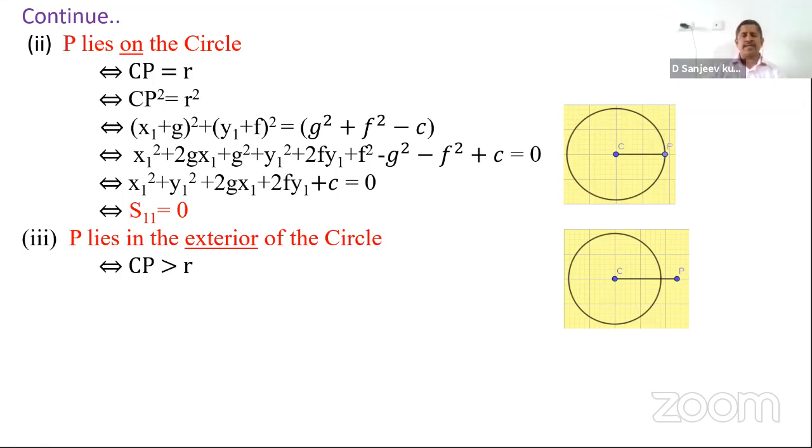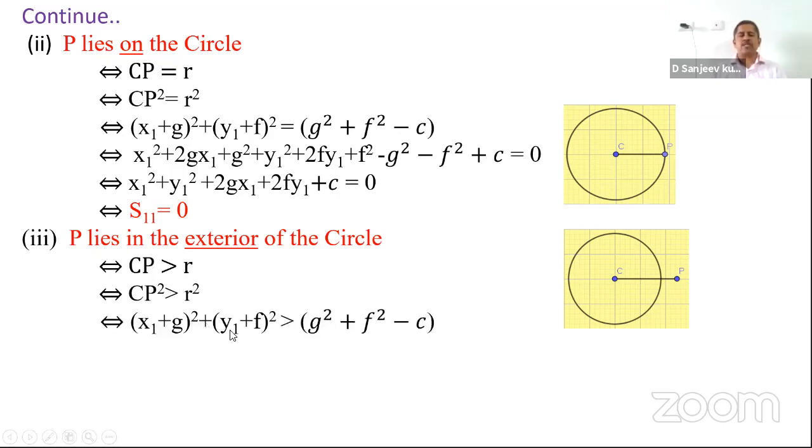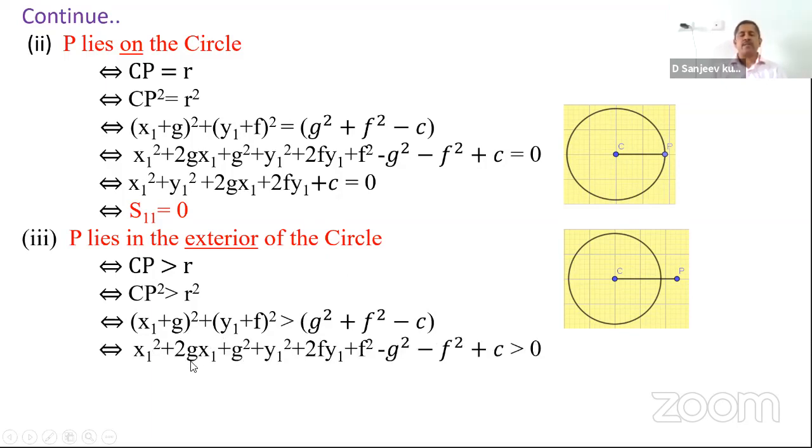Okay. So you can write CP square is greater than R square. Again, we can use the similar sort of expansion. (x1 + g) whole square plus (y1 + f) whole square is greater than g square plus f square minus c. Bring everything to one side and expand this. So we get x1 square plus 2gx1 plus g square plus y1 square plus 2fy1 plus f square minus g square minus f square plus c. This time it is greater than 0, because you have got everything on the other side, nothing is left out, it is greater than c.